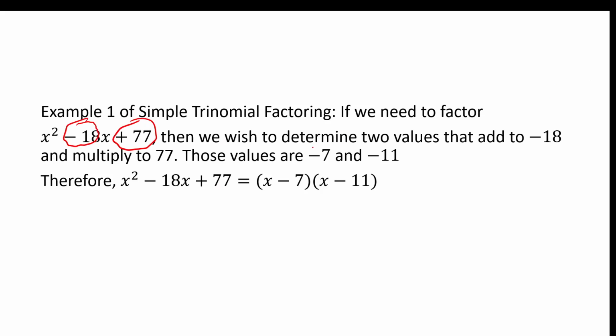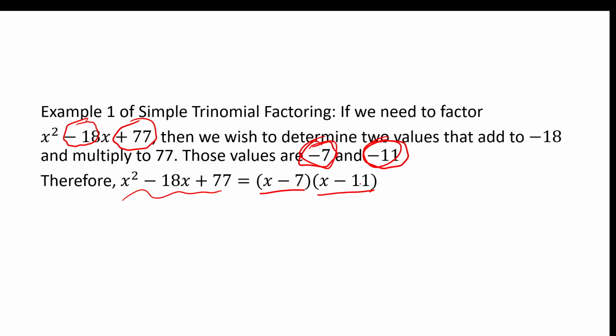Well, those values are negative 7 and negative 11. Negative 7 plus negative 11 is negative 18. Negative 7 times negative 11 is positive 77. So since the numbers are negative 7 and negative 11, we can say that the trinomial is equal to the quantity of x minus 7 times the quantity of x minus 11.